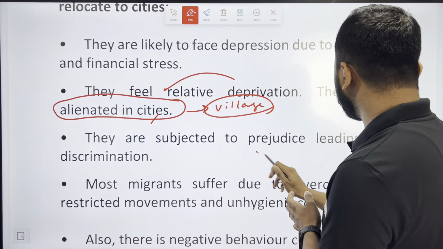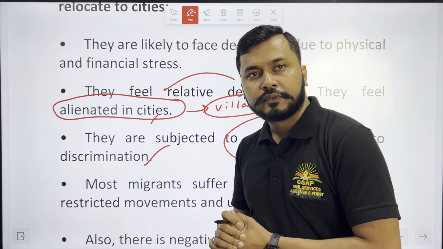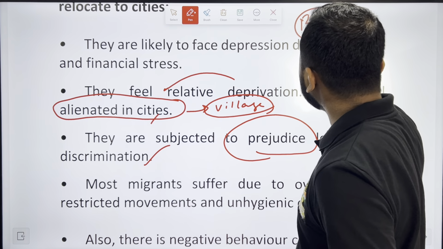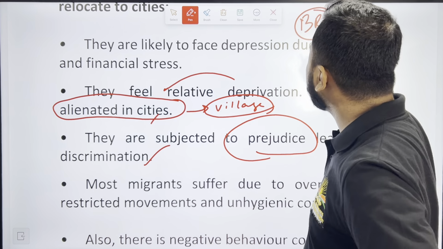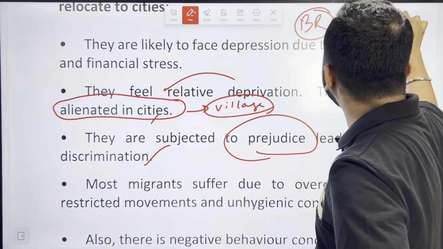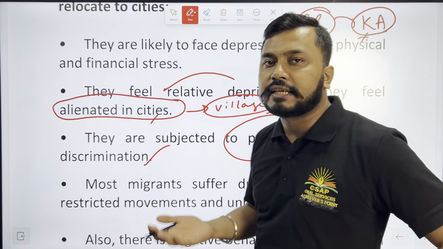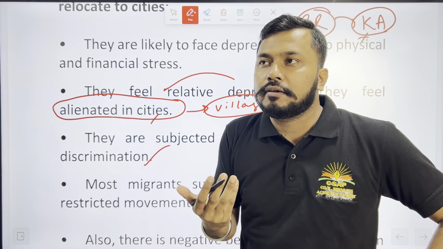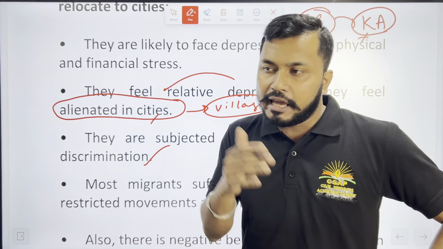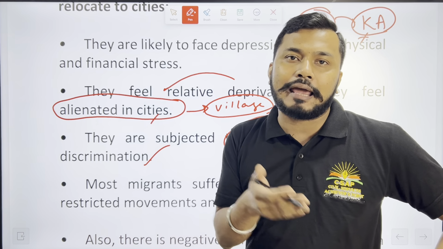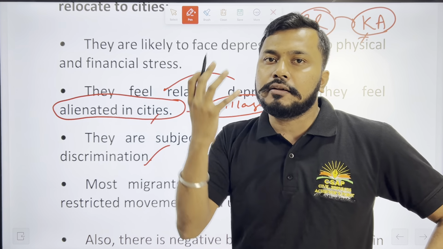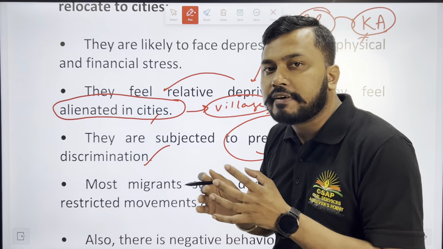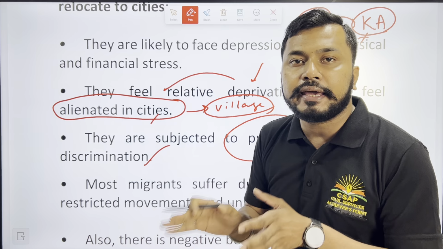Then they are subjected to prejudice leading to discrimination. Supposedly, if a worker is directly from Bihar and migrates to a region like Karnataka, then obviously there are many barriers. And these barriers directly lead to prejudice, like a migrant is a thief, a migrant is a dacoit, a migrant commits crime, and such ideas get into people's heads. Then they feel very alienated, very discriminated against in the society they live in.